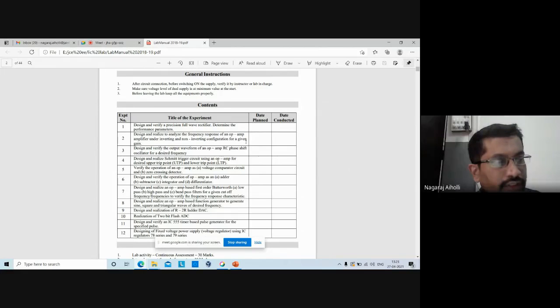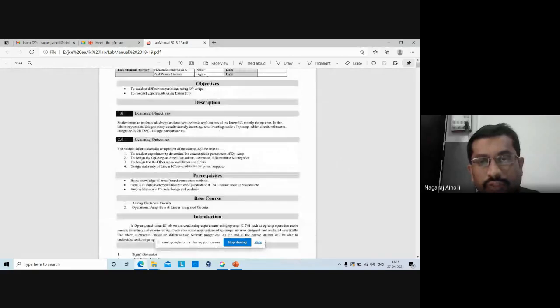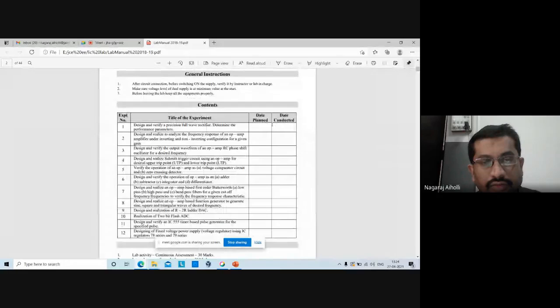Okay, so the lab that I am to engage is the OPAMP and LIC lab, that is 18WL48. OPAMP and LIC lab, a linear integrated circuit lab, and the subject code is 18WL48. Here we'll be studying various experiments using the operational amplifier. An OPAMP is an IC which is able to perform various types of operations, like addition, subtraction, integration, differentiation. Various types of operations are performed by the OPAMP IC.